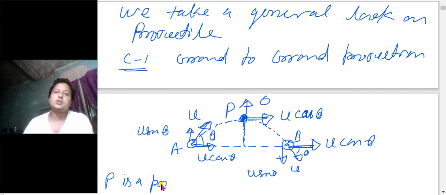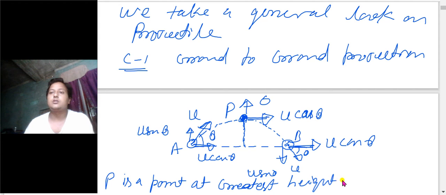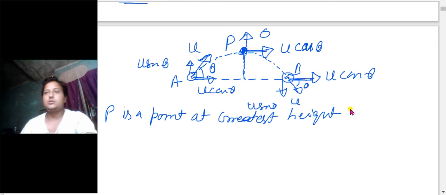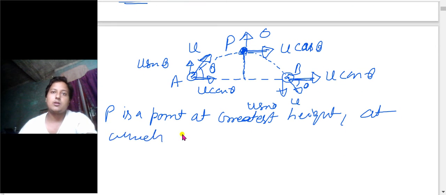So if it is a point P at the greatest height, at which the speed is minimum.